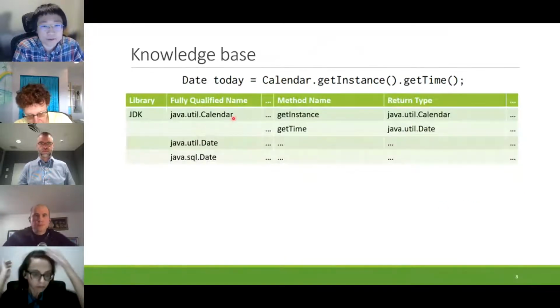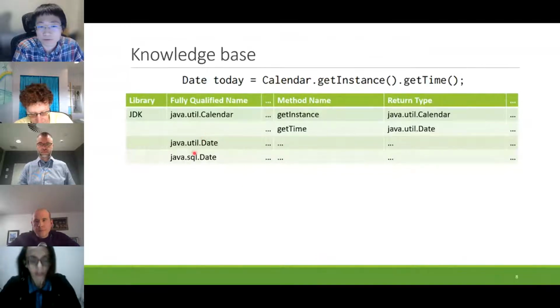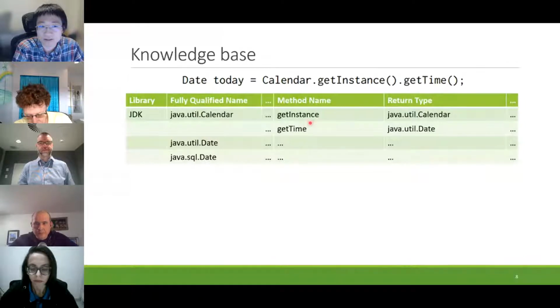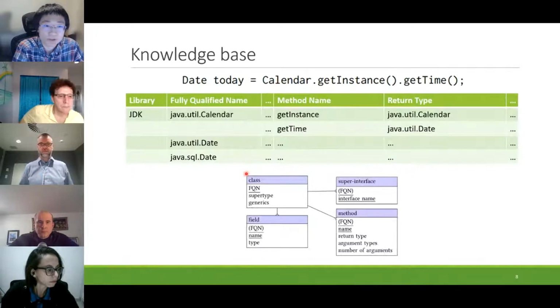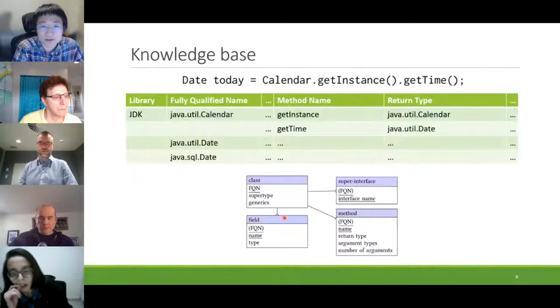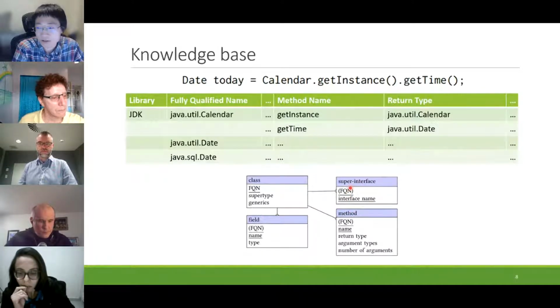To help solve for the type variables, we leverage a knowledge base, which we built from popular Java libraries, such as the JDK, Joda-Time, and more. In this sample, we can see there's a Calendar class with methods getInstance and getTime, which return Calendar and Date. And there's a couple classes with the simple name Date. These facts can help us solve the constraints from earlier. The knowledge base, in addition to storing method fields, also contains relation information shown in this simplified schema.